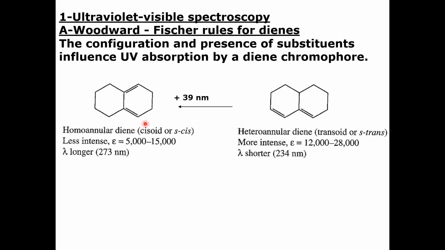The wavelength of maximum absorption will be affected by the configuration of the diene and the presence of substituents on the diene ring system. We have two types of dienes, the homoannular diene and the heteroannular diene. The homoannular diene, with two double bonds in the same ring, has a maximum absorption of 253 nanometers, whereas the heteroannular diene has a wavelength of maximum absorption of 214 nanometers.